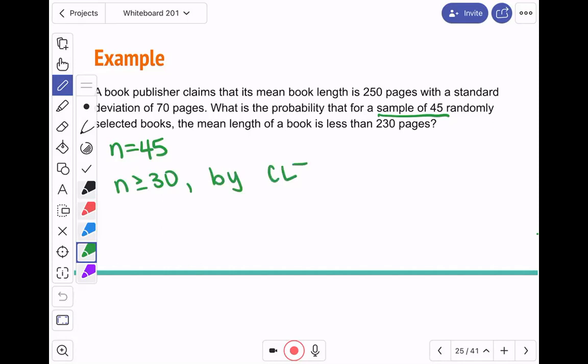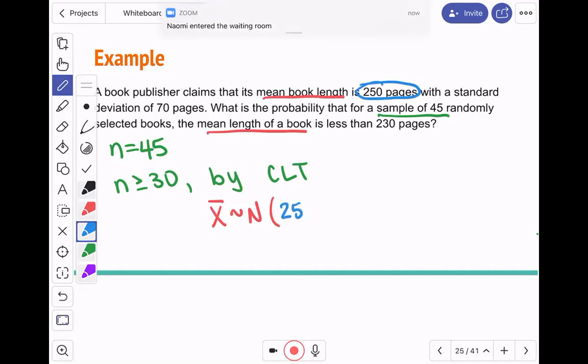By CLT, we're talking about the mean book length. I want to find the mean length of a book, so I'm talking about X bar, the sample mean. By CLT, X bar follows an approximately normal distribution. What is the mean of the population? What's the mean book length of the population? 250 pages. What's the standard deviation of the population?